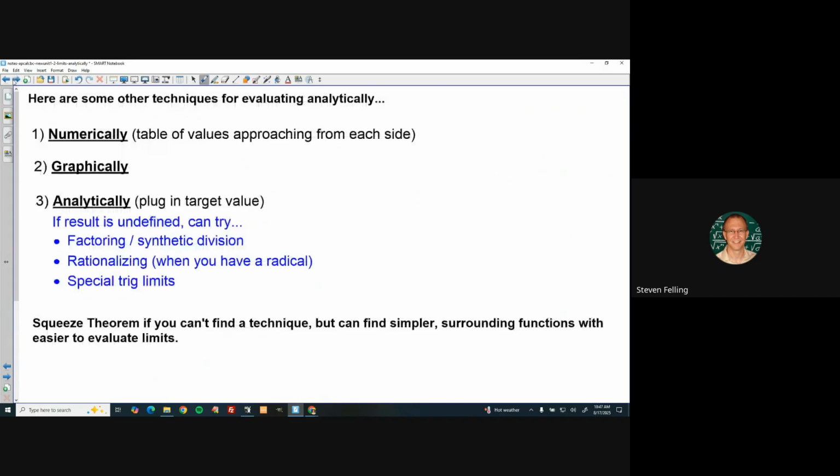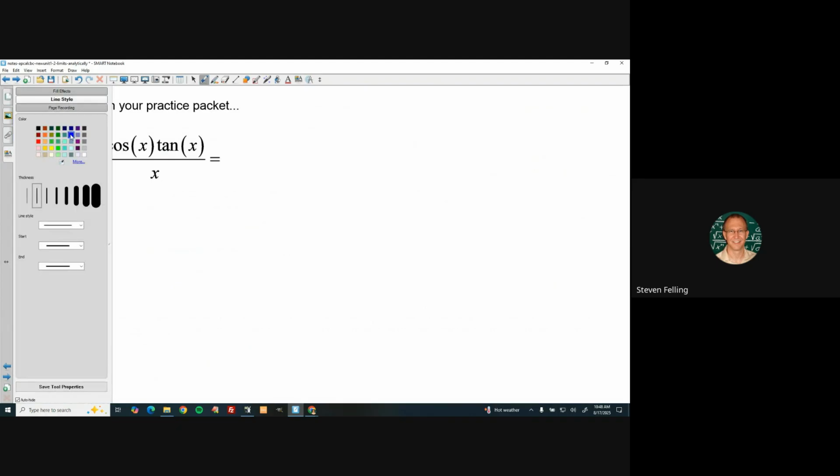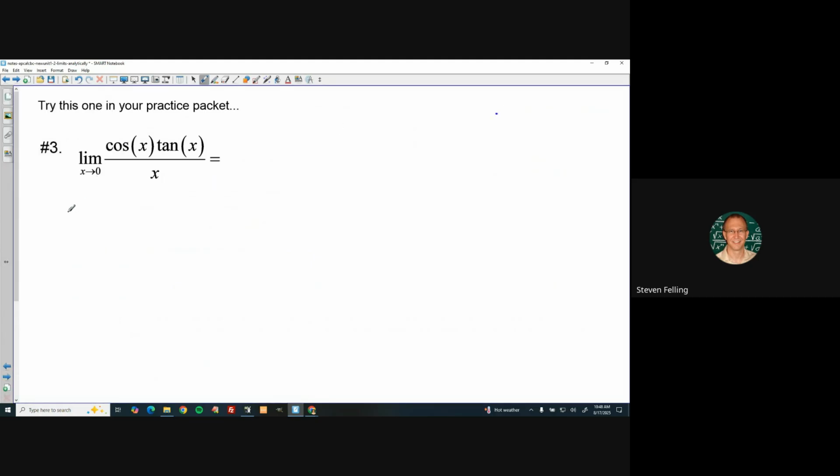Okay, one more example. Let's say you want to evaluate this. We can't plug in because we have a 0 on the bottom. But what we could do is take advantage of our trig identities and say this is equal to the limit as x approaches 0 of, I'm going to write that as cosine x over 1. I've got this 1 over x. I'm going to write this tangent x as sine of x over cosine of x. And I'm going to split it out like that. And then I'm going to note that I can put those things together.